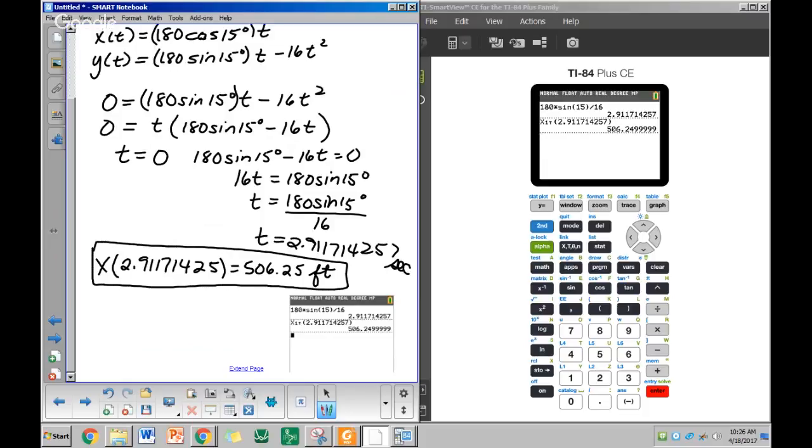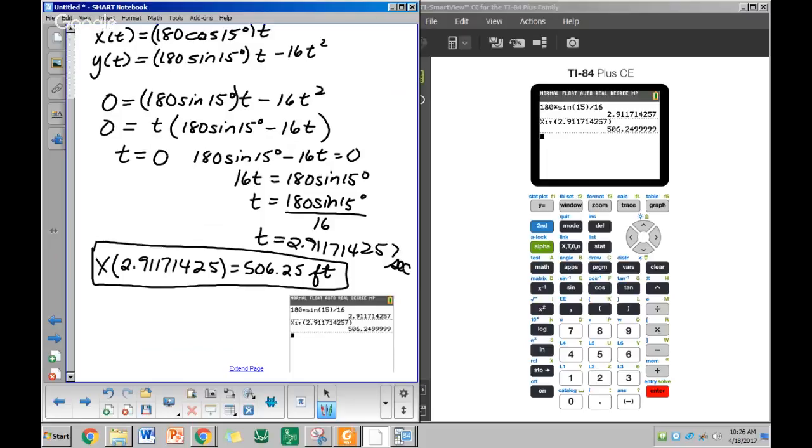So this is part A. So what is the strategy here? You have to first find how long the ball is in the air. Well, how do we know how long the ball is in the air? Well, we know when it hits the ground again. Okay? Everybody got it? Then you plug in time for x.